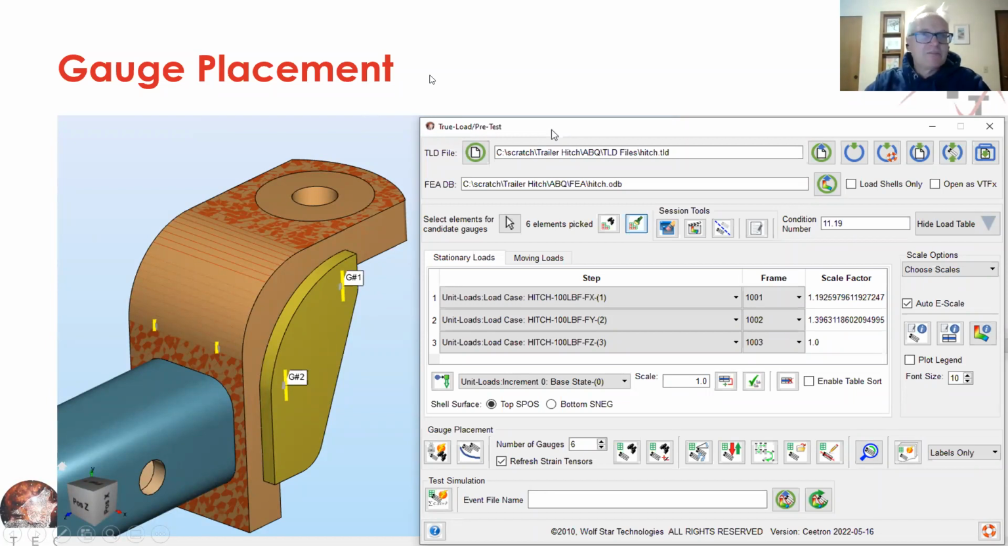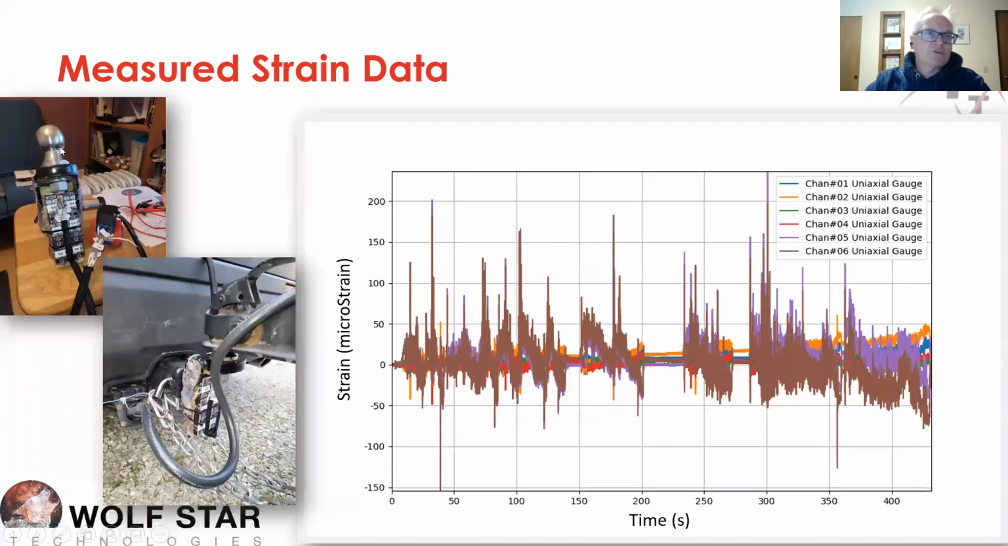And now I can just go off, and I instrumented up my trailer hitch, and I hooked it up to my car here. So you can see I've got the strain gauges all mounted up and everything wired up, and we've collected strain data. So this is me driving down the highway, I believe, of strain data. So this is my 6 channels of strain data, and everything seems to be working nicely here.